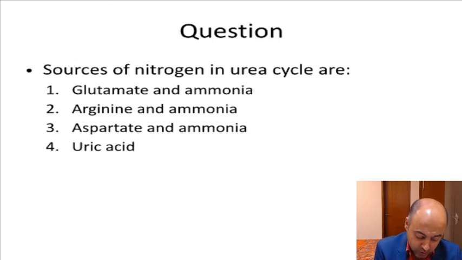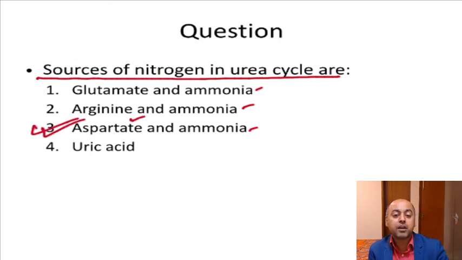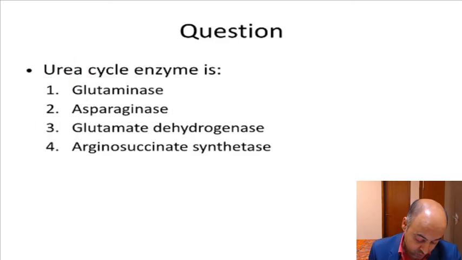Then this question I told you is, our sources of nitrogen in urea cycle are. One of them is ammonia. So here also ammonia, here also ammonia, here also ammonia. Second is aspartate. So the correct answer becomes aspartate and ammonia. The two sources of nitrogen in urea cycle are aspartate and ammonia. The carbon will come from respiratory CO2.